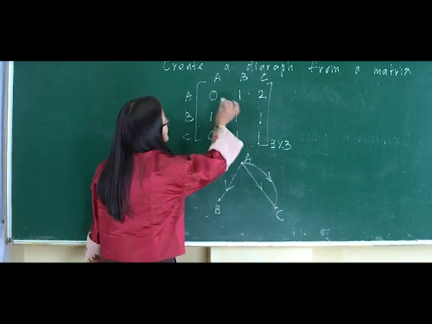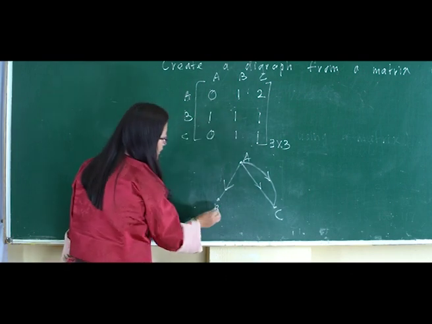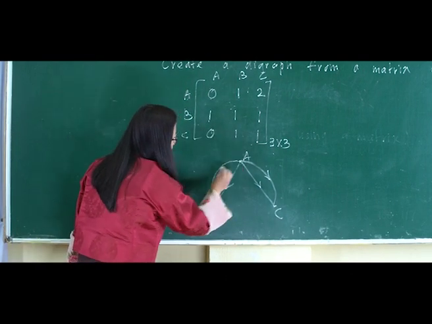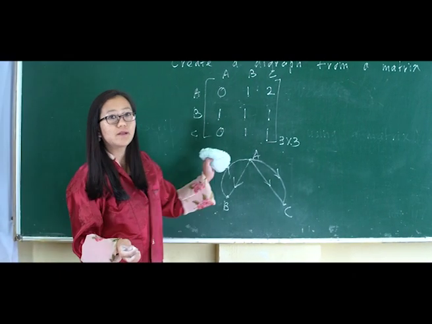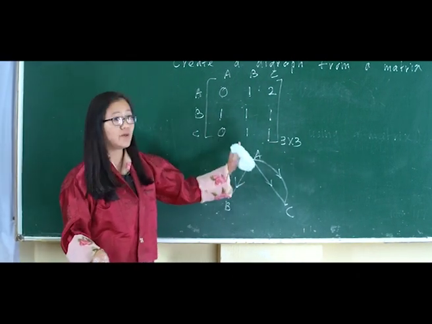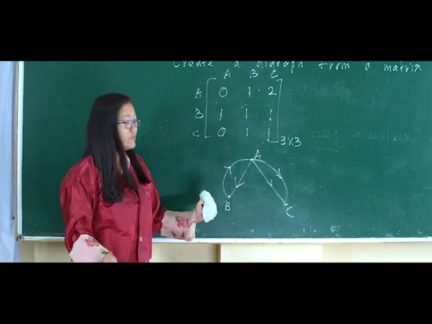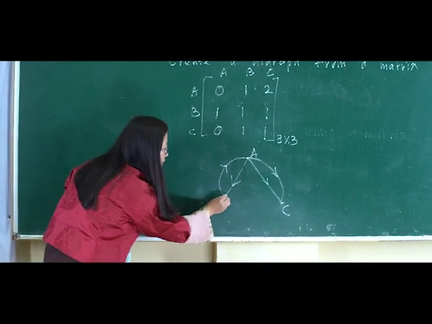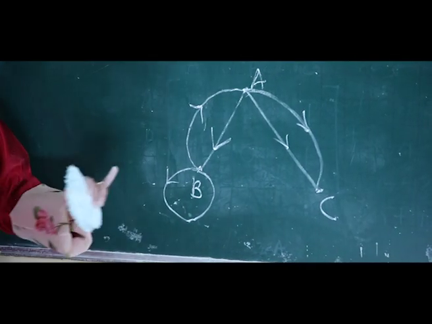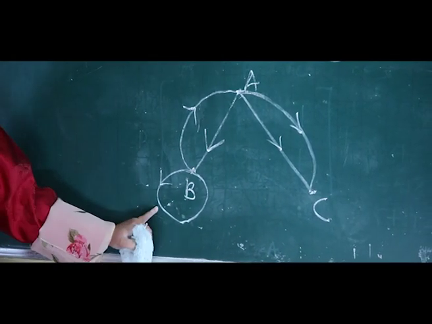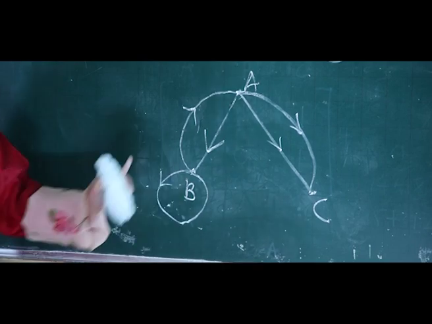Then we have B to A, 1 root. Then we have B to B. Now here is the special case. When I say B to B, how do we make the root? We have to make a loop here. The circle thing that I make here is called a loop. This represents that there is a root from B to B.